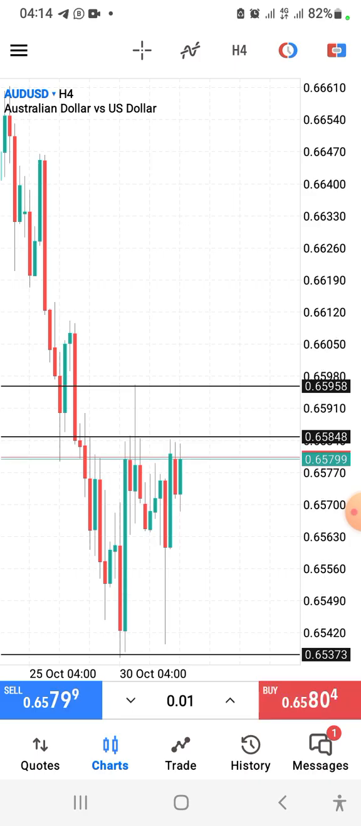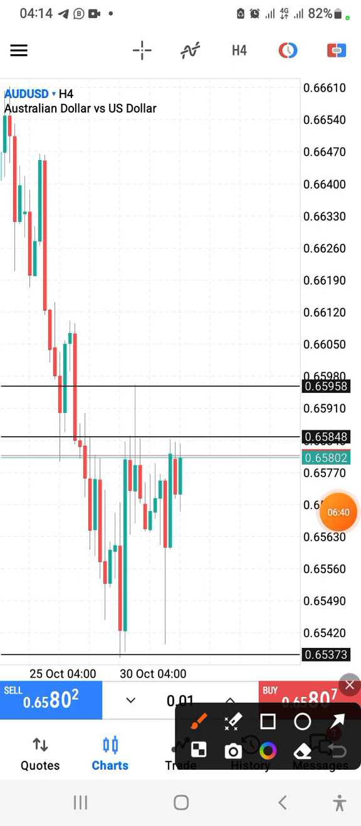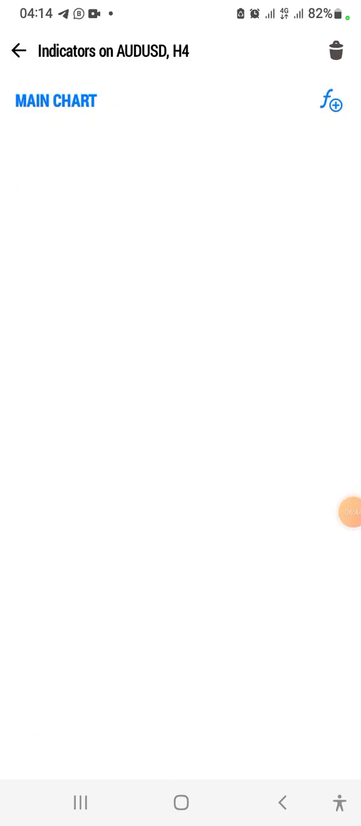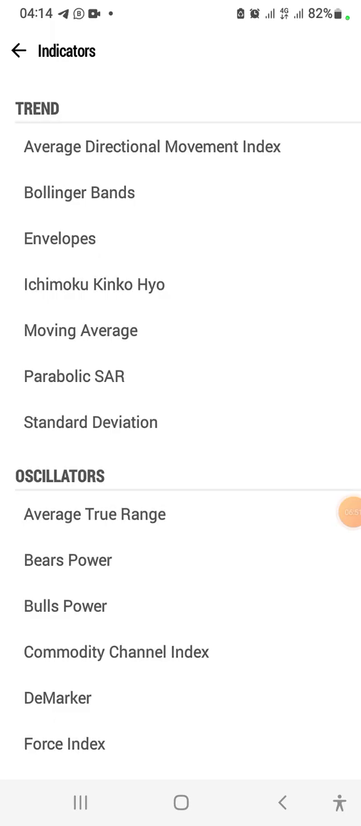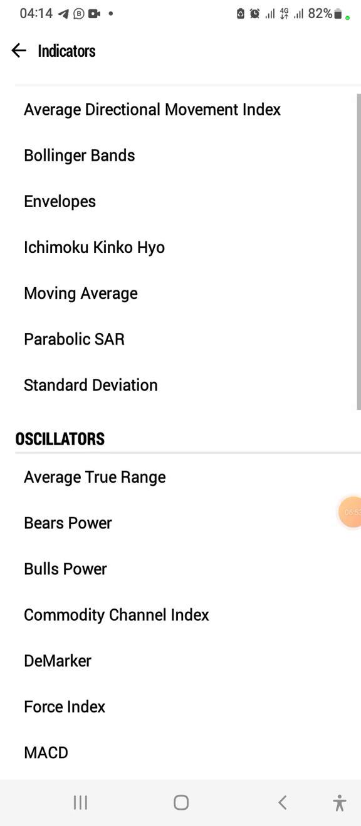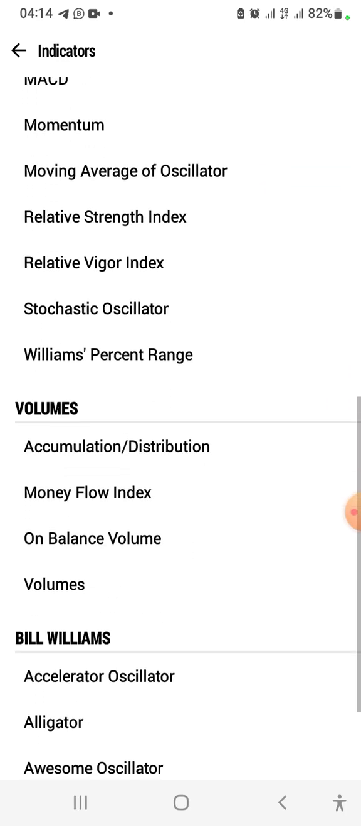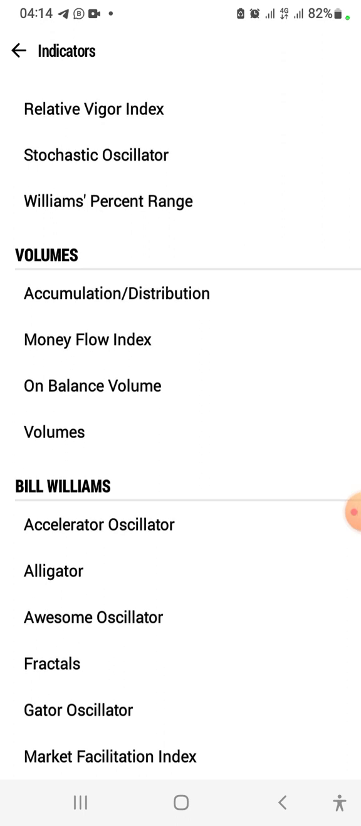To treat these pairs, it will be one of our technical analysis tools too. So you click on this particular icon here. When you click on it, you have the main chart. So you click on this sign. When you click on this sign, you have trend, you have oscillators, you have volumes, you have the Williams.